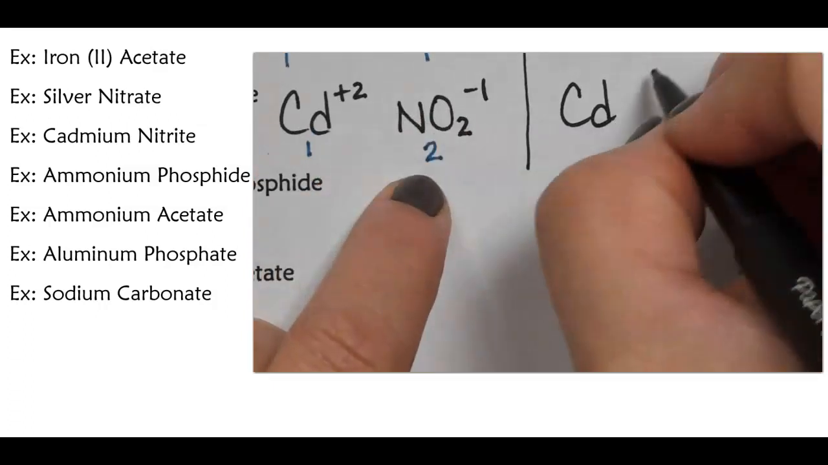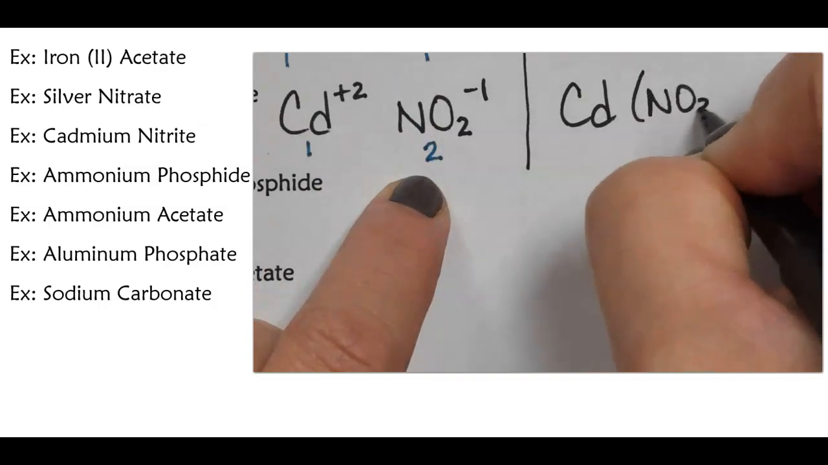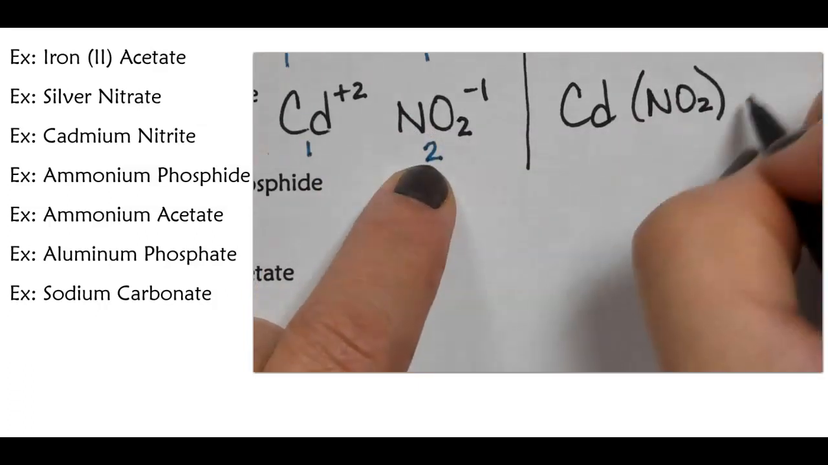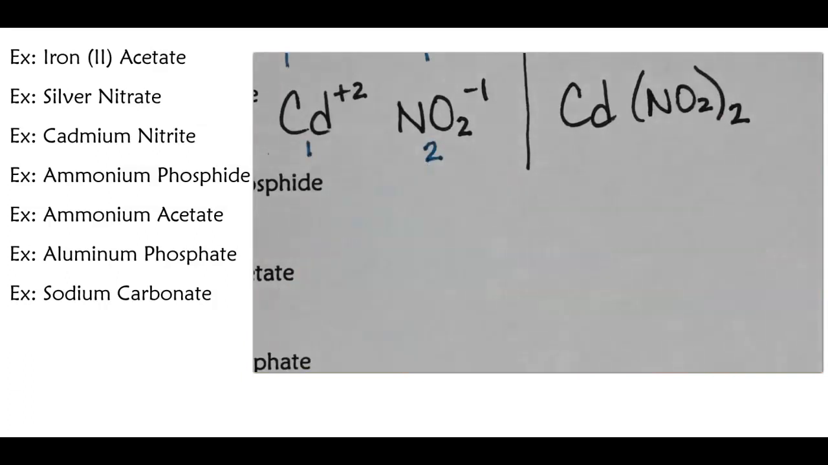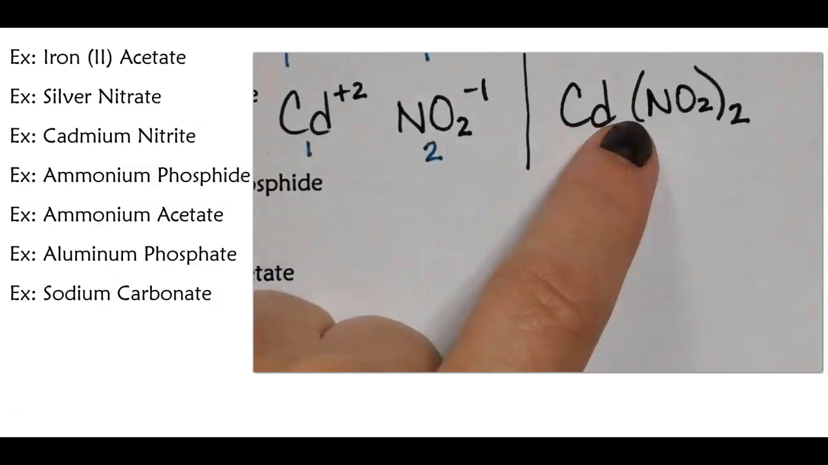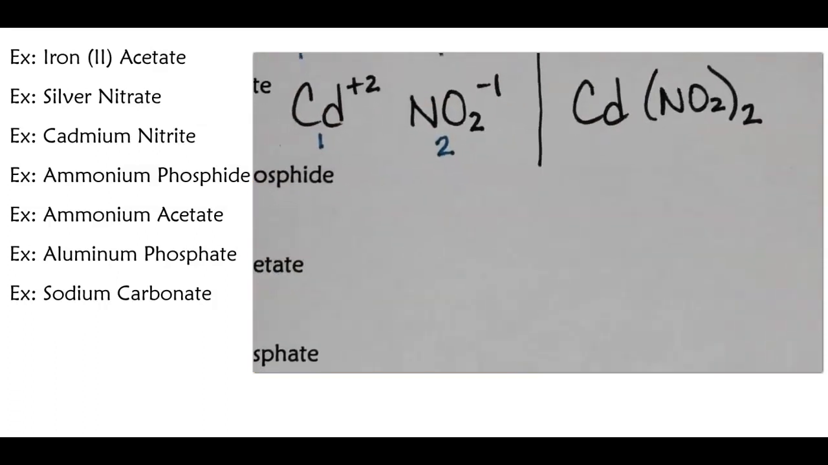Since it's a polyatomic ion, I'm going to put nitrite, NO2, in parentheses, and then a little 2 subscript on the outside. I hope you've also noticed that we don't use charges. After we balance them and figure out the subscripts, we do not put charges on our final answer.